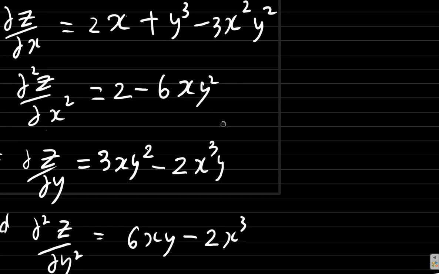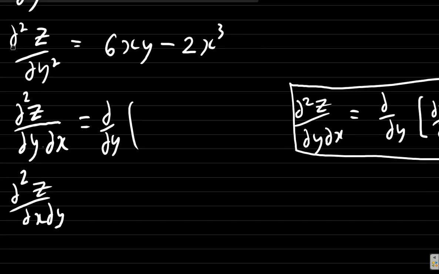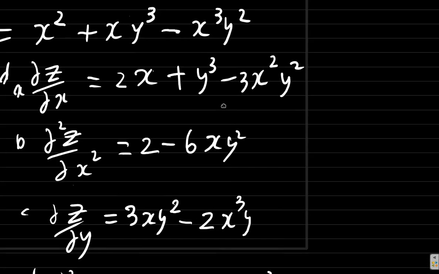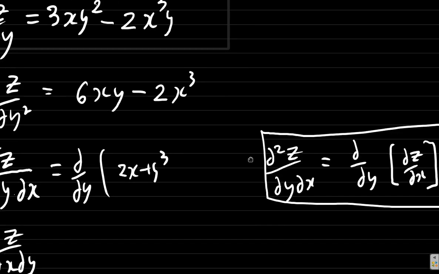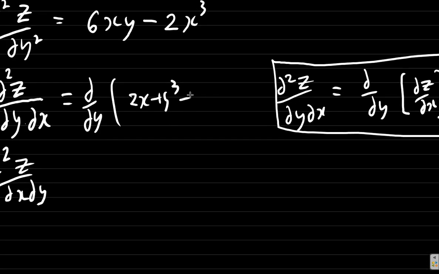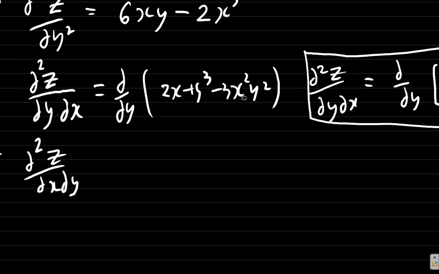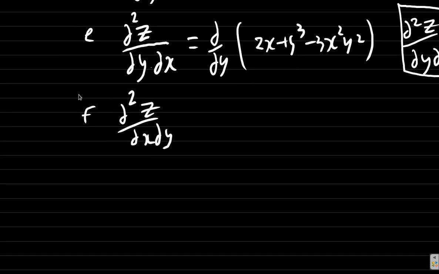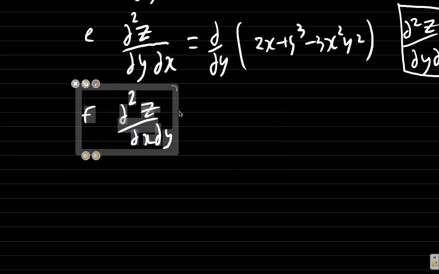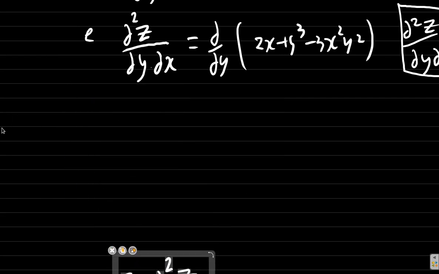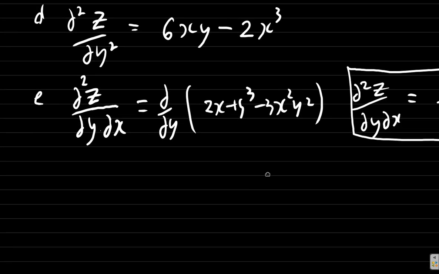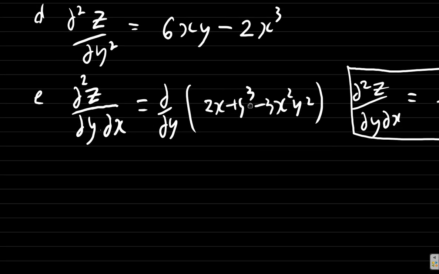So you're differentiating 2x plus y cubed minus 3x squared y squared. That's what we're going to work on. Alright, let's make some space. Let's drag this down a bit. So you're going to differentiate this with respect to y.